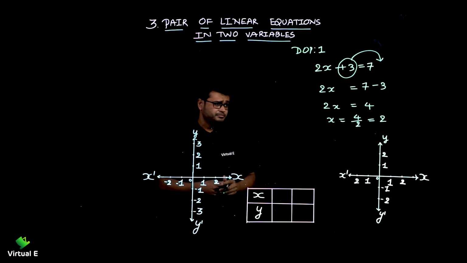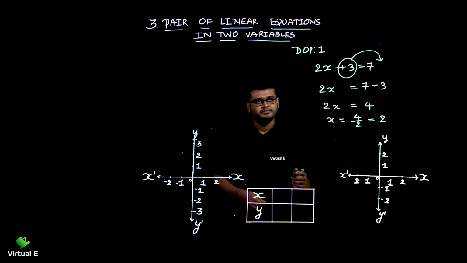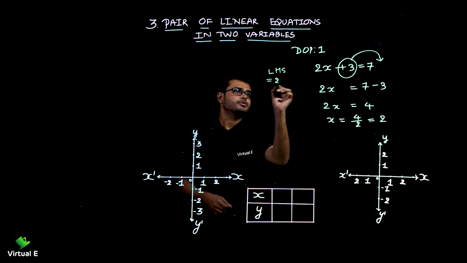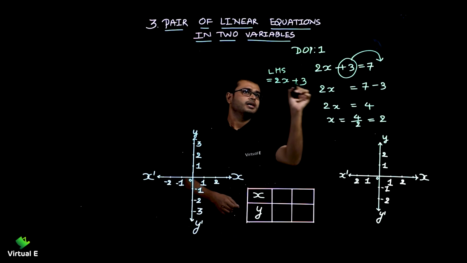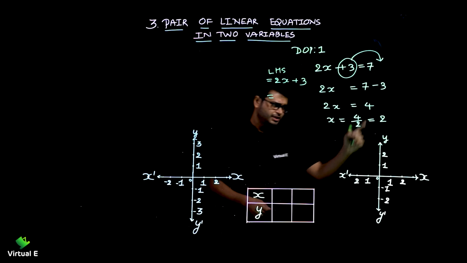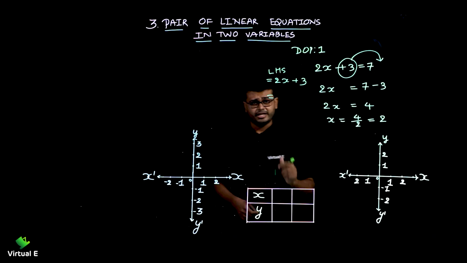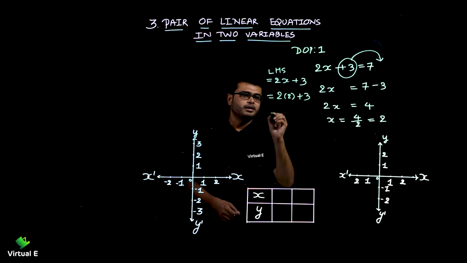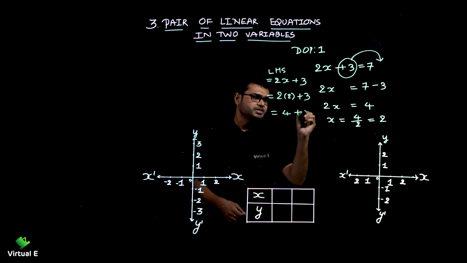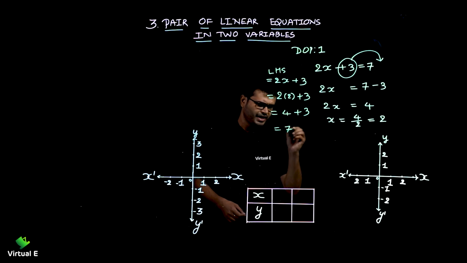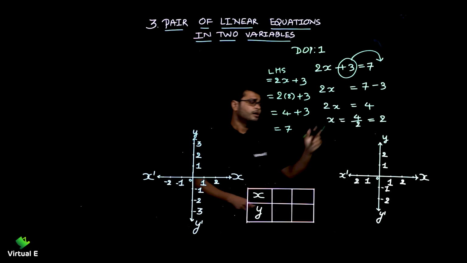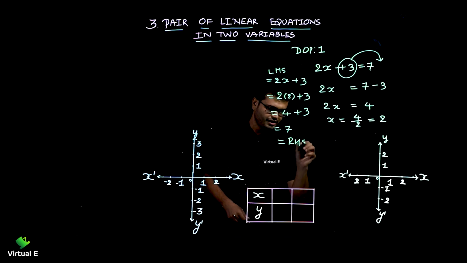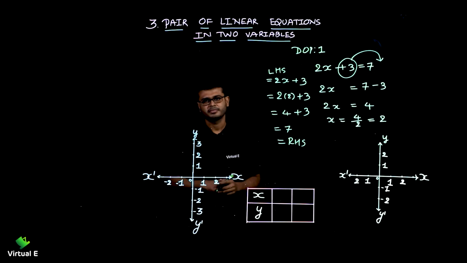Now let's verify LHS and RHS. So let me take LHS, which is 2x plus 3, and I am going to substitute the value of x as 2 in this equation, which is 2 into 2 plus 3, 4 plus 3, and the final answer is 7. You can see that is the same value given on the right hand side.